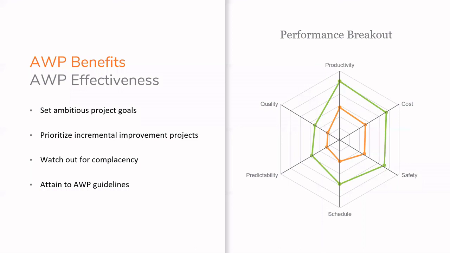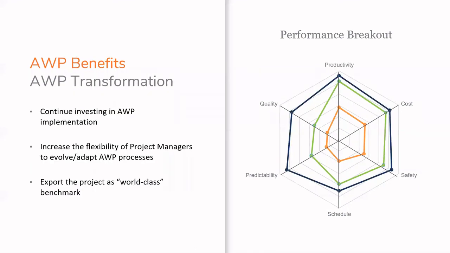Next slide, Steve. Once we've really got a good AWP system together, we can start working on how to extend this, expand it. And what we see is all the benefits that we got in productivity, cost, safety, and schedule are maintained, but we get even further benefits in terms of increased predictability and improved quality, which results in reduced rework.